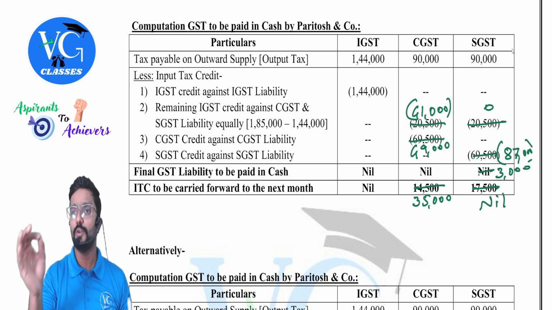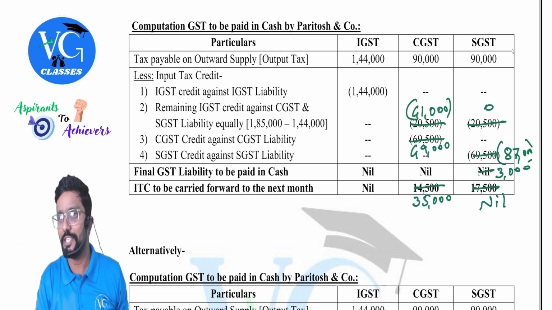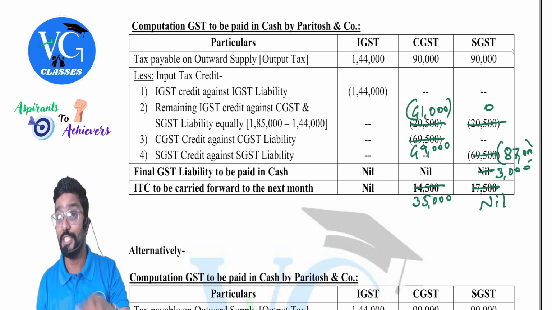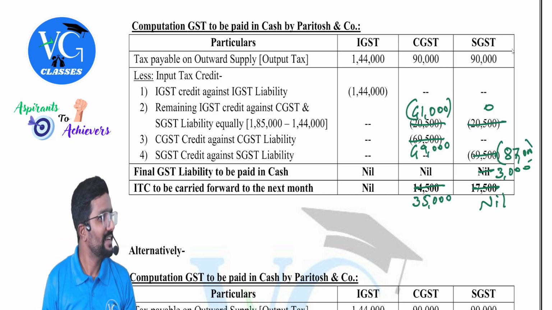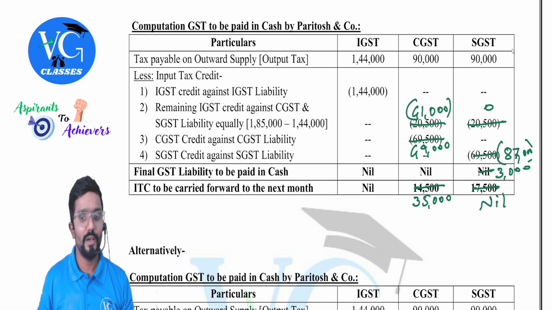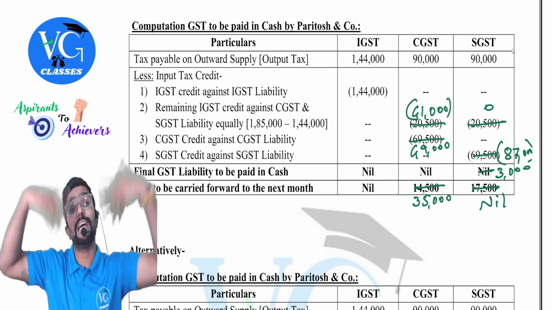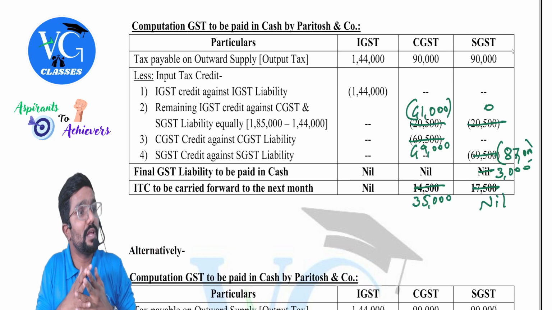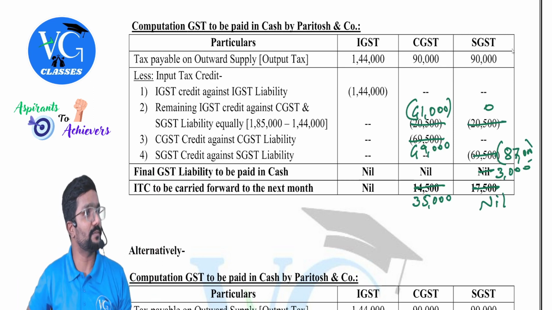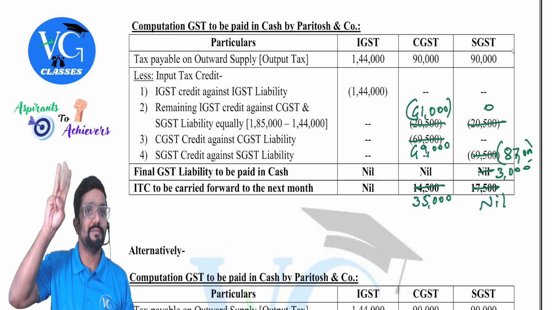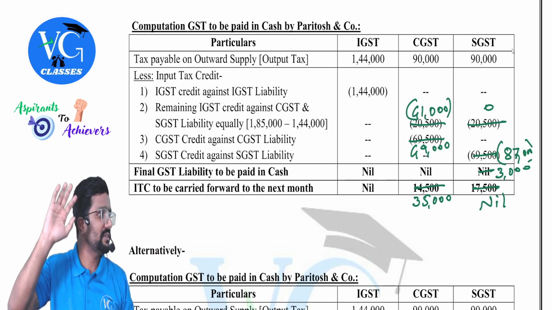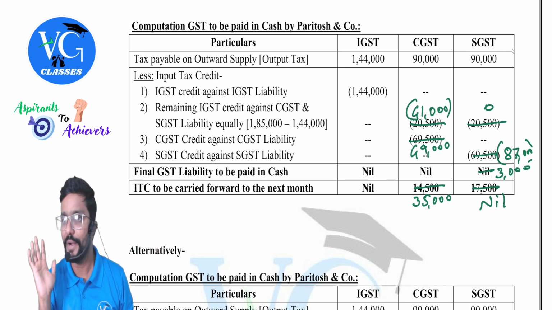No. Now tell me, is it a good decision? Easy to say yes, but to justify it is important. Was it a good decision, sir? No. Because as per my previous calculation, nothing had to be paid through the cash ledger, whereas now I have to pay 3,000 of SGST. So it is not a good decision. Hope you understood.